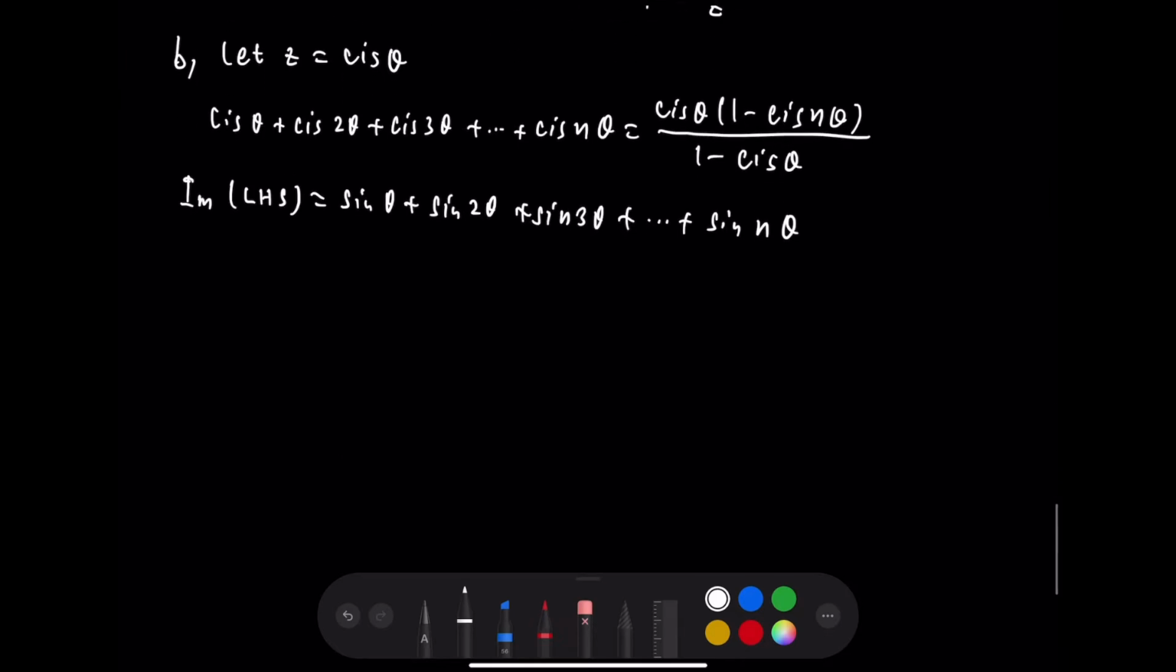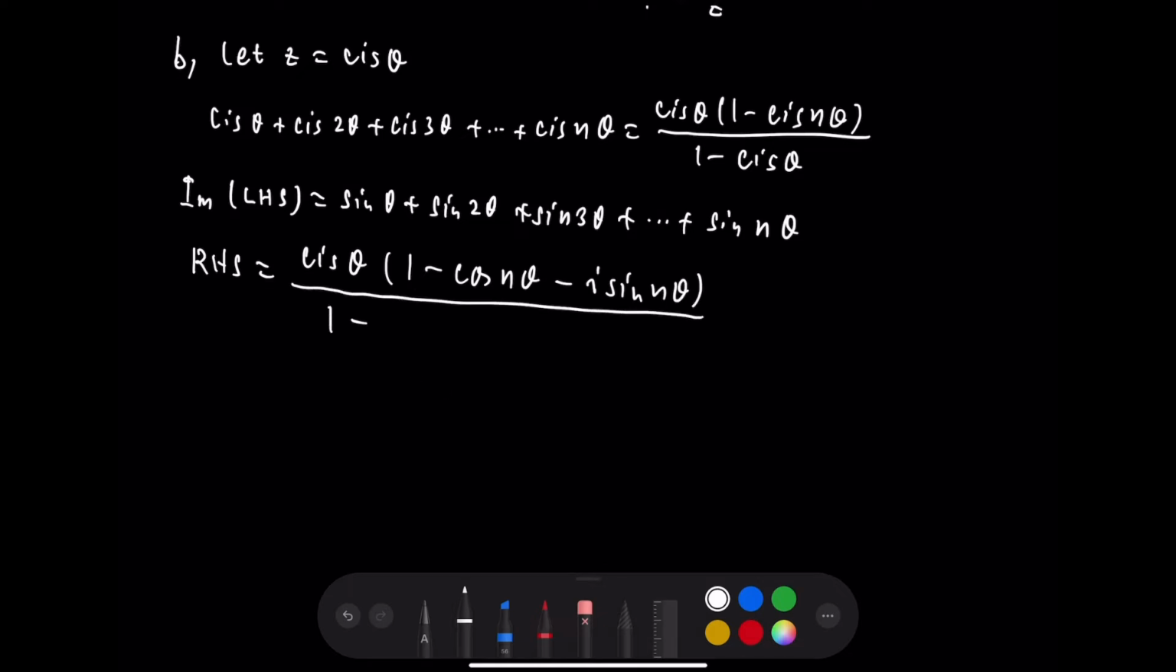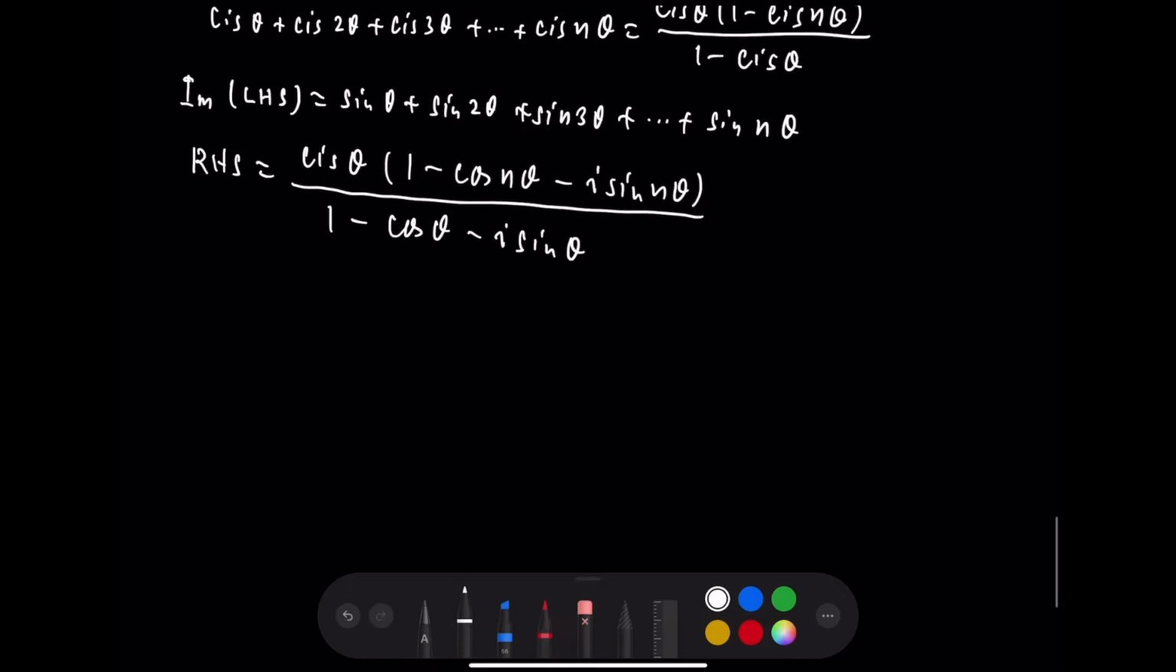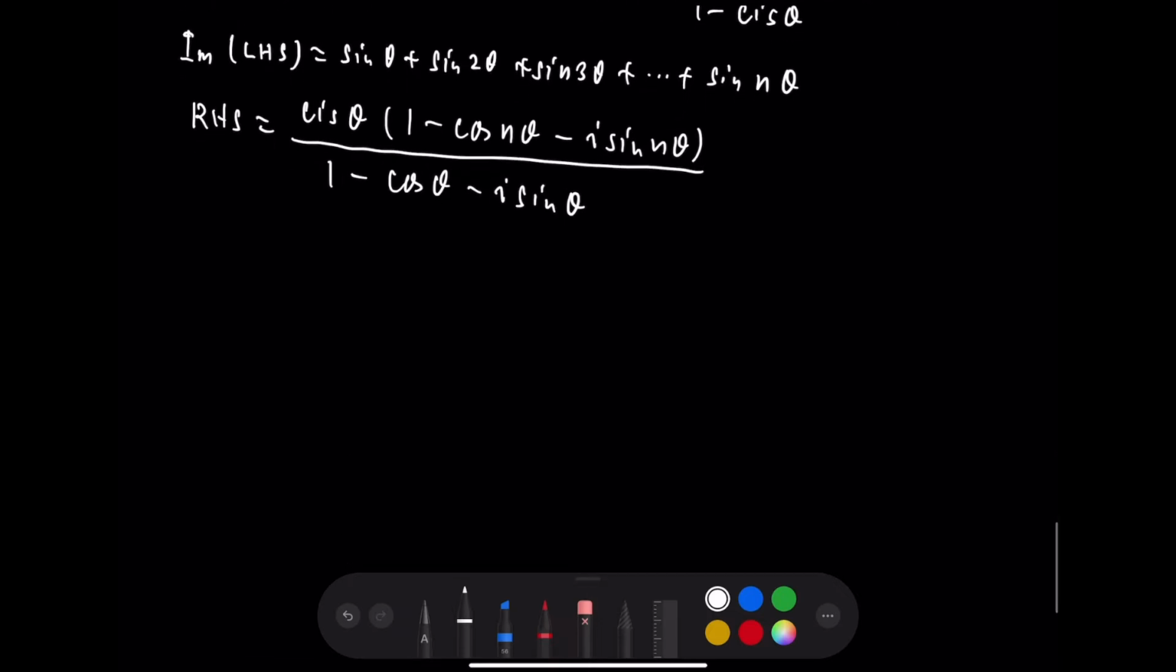So we've got to do the right-hand side. At the moment, the right-hand side is equal to cis theta times (1 minus cos n theta minus i sine n theta) over (1 minus cos theta minus i sine theta). We've got to simplify the right-hand side, then we're able to find the imaginary part. So how do we simplify? Since we have 1 minus cos n theta and 1 minus cos theta on top and bottom, I am going to use the double angle formula for cos to simplify.